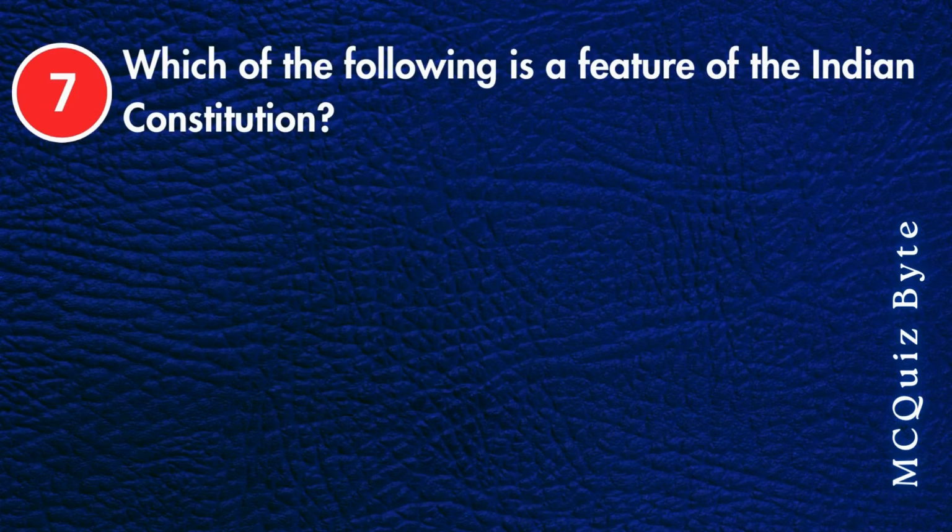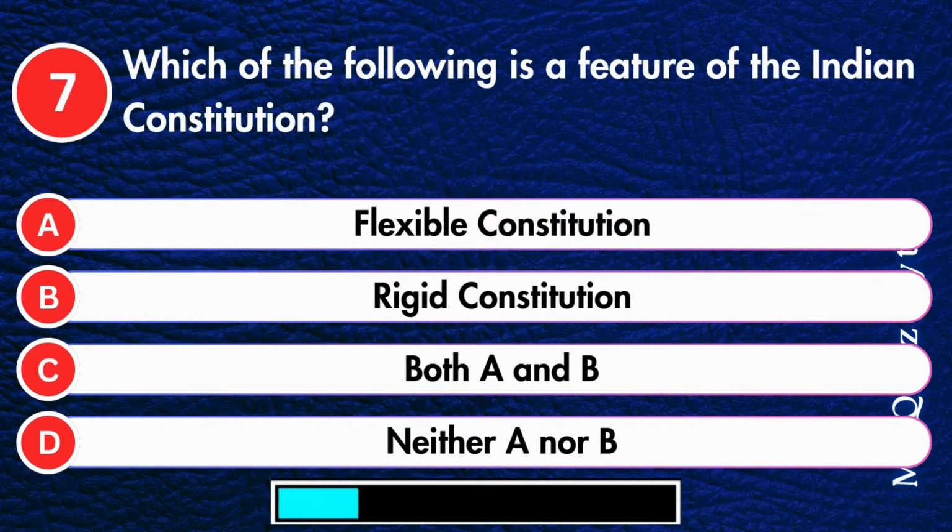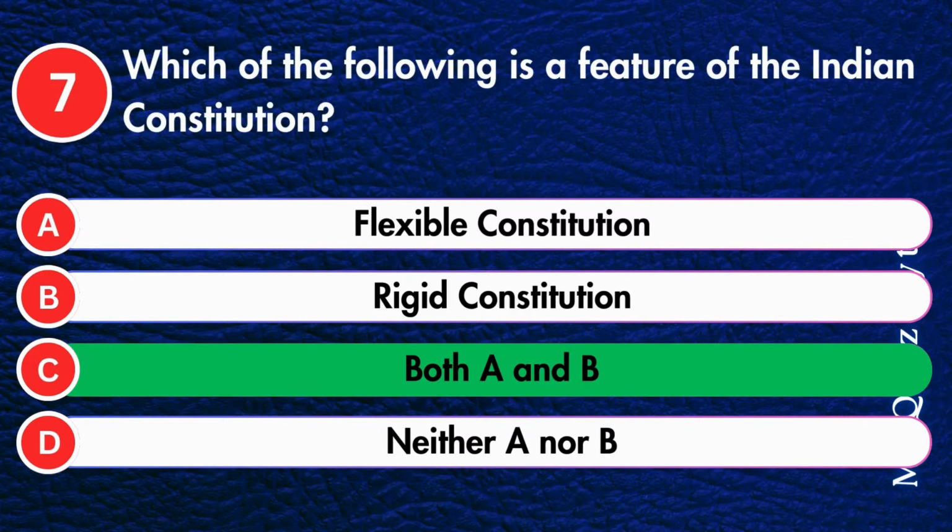Which of the following is a feature of the Indian Constitution? Flexible Constitution, rigid Constitution, both A and B, or neither A nor B? Correct answer is both A and B.